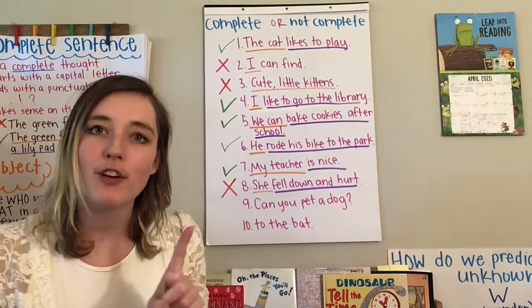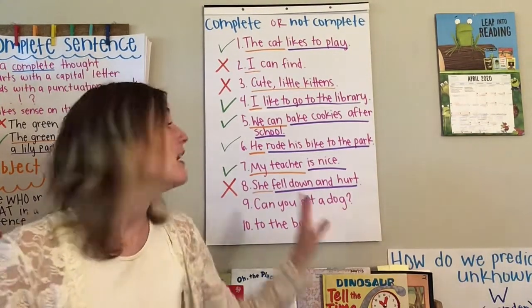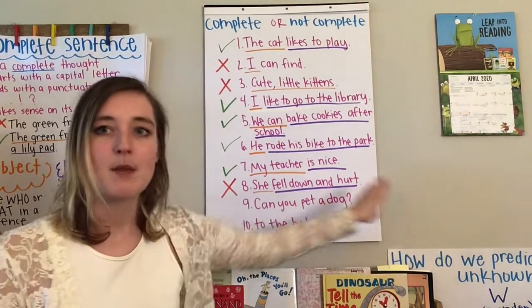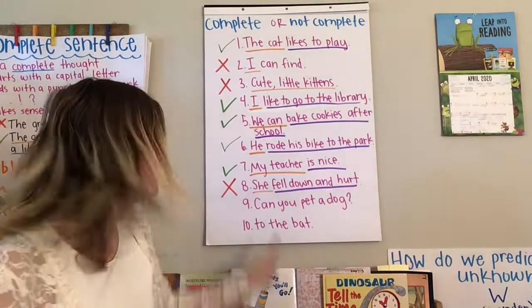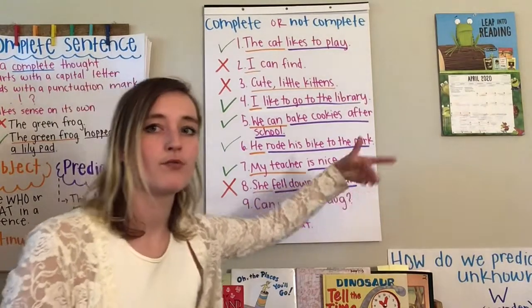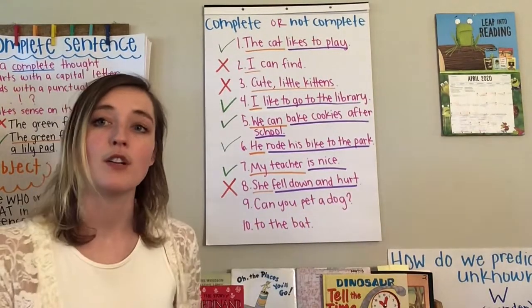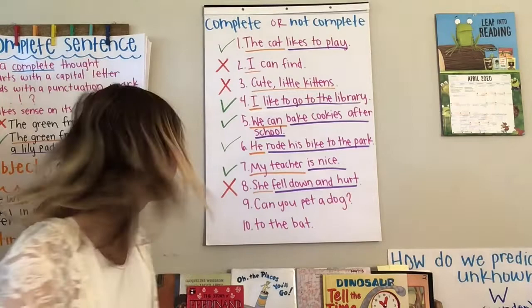Remember, step number 1 for a complete sentence is a complete thought. This is not a complete thought. It has a subject, but the predicate is not complete. So she fell down and hurt. We don't know what she fell down and hurt. So that's not correct.